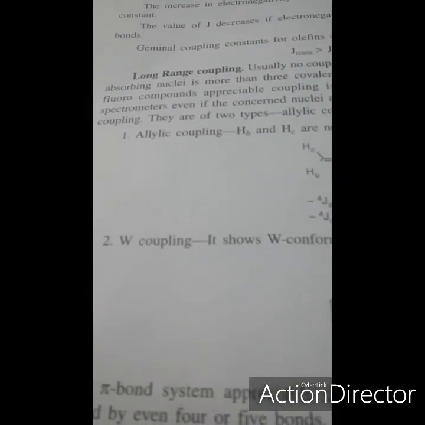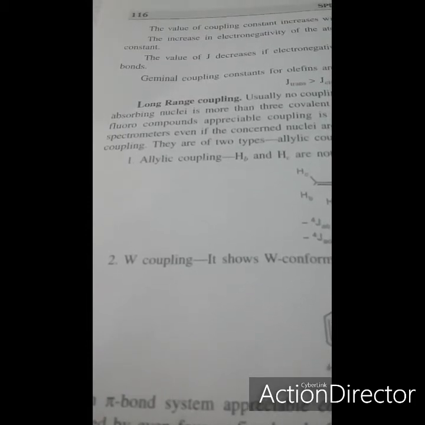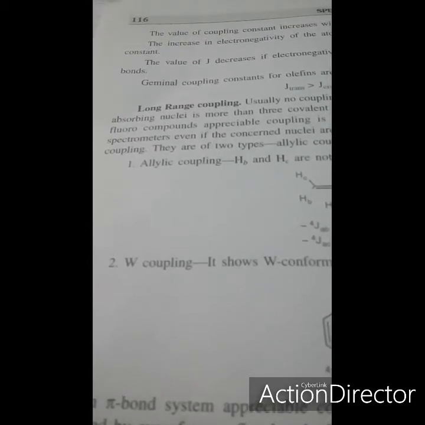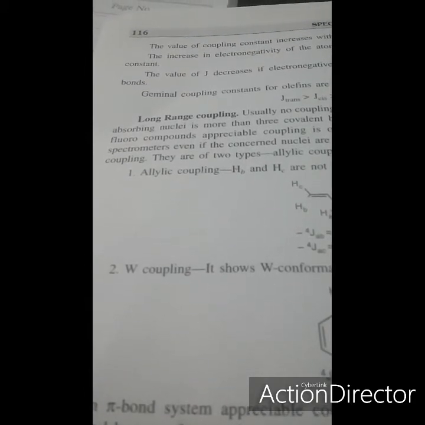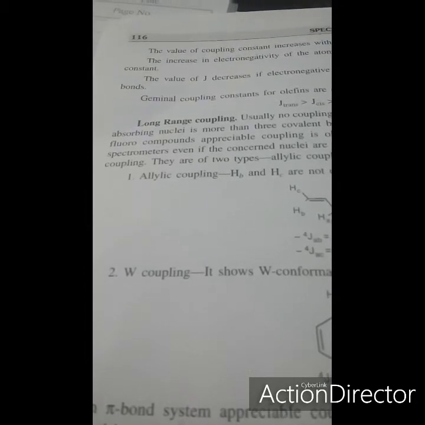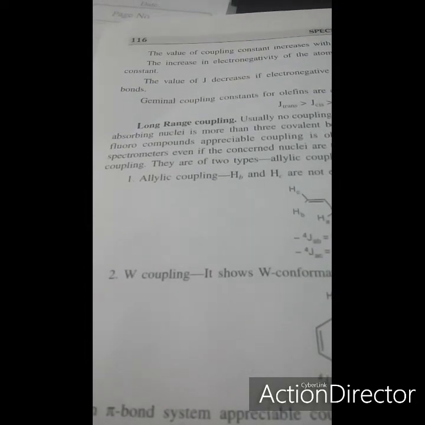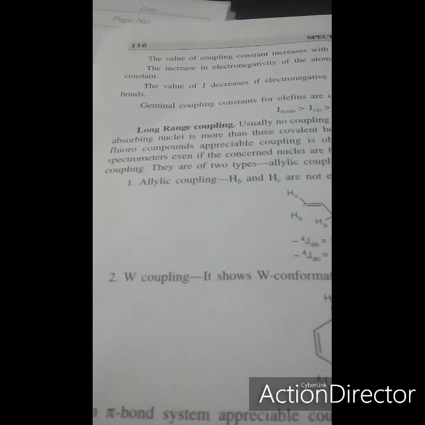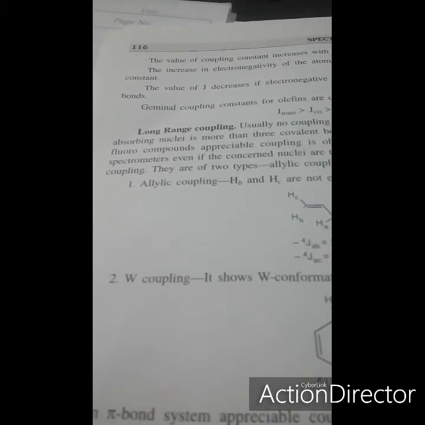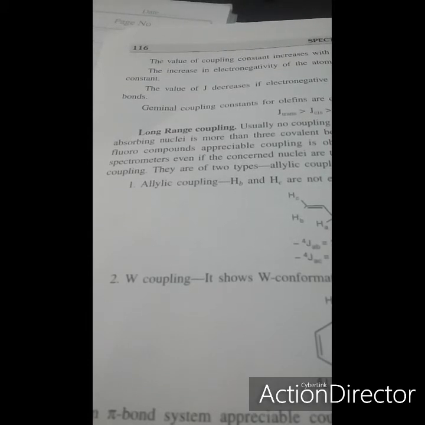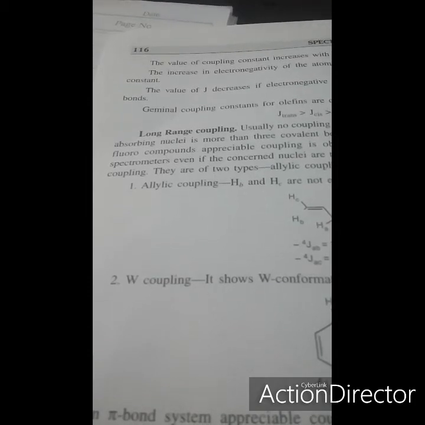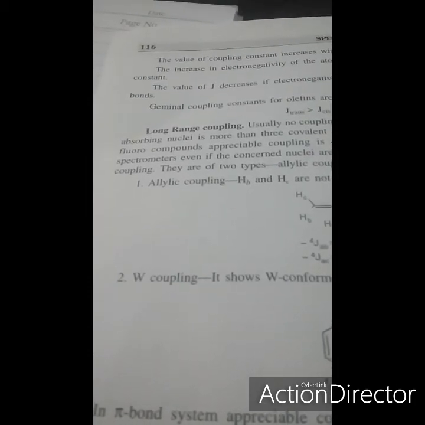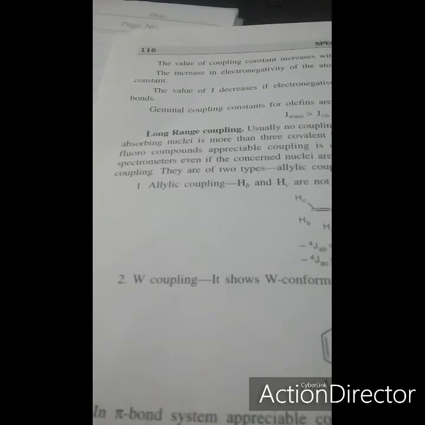Besides that, there is long range coupling also. Usually no coupling is observed if the distance between the two absorbing nuclei is more than 3 covalent bonds. But in unsaturated compounds, or halogen compounds, fluoro compounds especially, coupling is appreciably observed with the help of high resolution spectrometry. If the concerned nuclei are 3 bonds apart, that is known as long range coupling. And in that, the main 2 types of coupling are the allylic coupling and the W coupling.